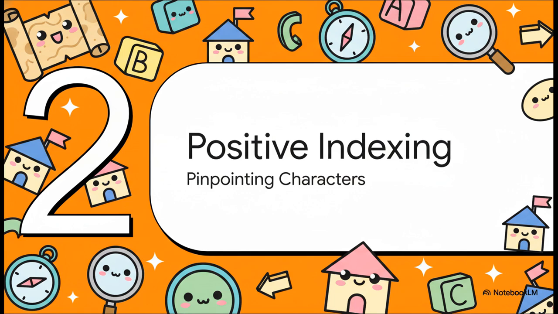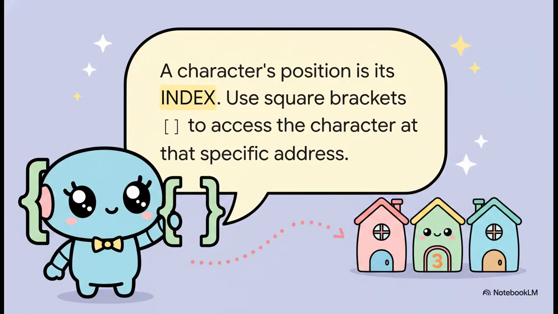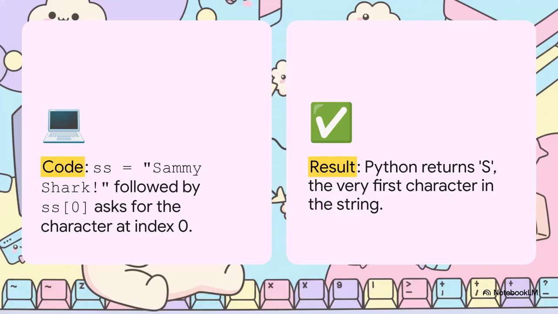This whole process is called indexing. The official word for that character's address is its index. And the tool we use to access it is super simple, a pair of square brackets. It's like telling the computer, hey, go to this address and tell me what character is living there. Let's see it in action.